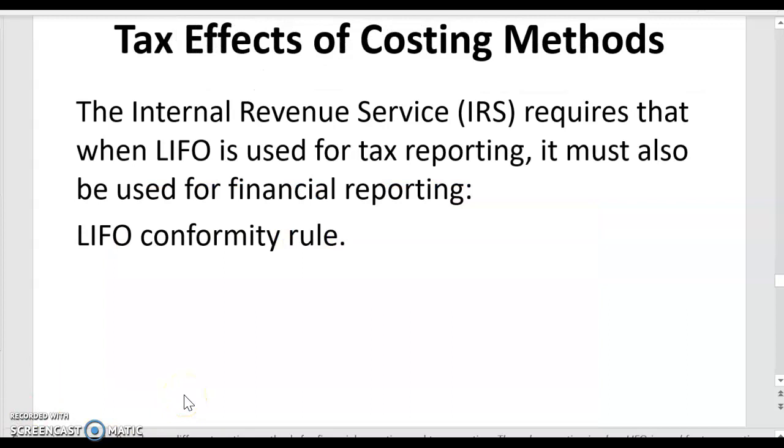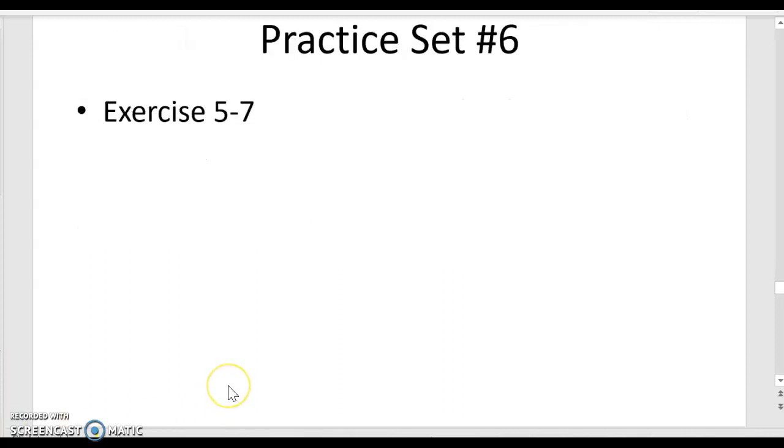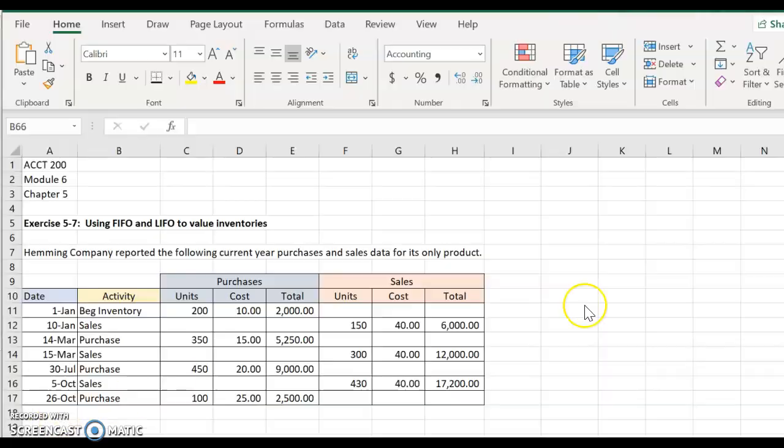And like I said earlier, the Internal Revenue Service requires that when we use LIFO for tax reporting, we must also use it for financial reporting. It is called the LIFO conformity rule. What we're going to do now in practice set number 6, our assignment, is we're going to walk through all of the cost methods in exercise 5.7 and talk about the effects. Hopefully you attempted this exercise on your own, and now we'll walk through it together.